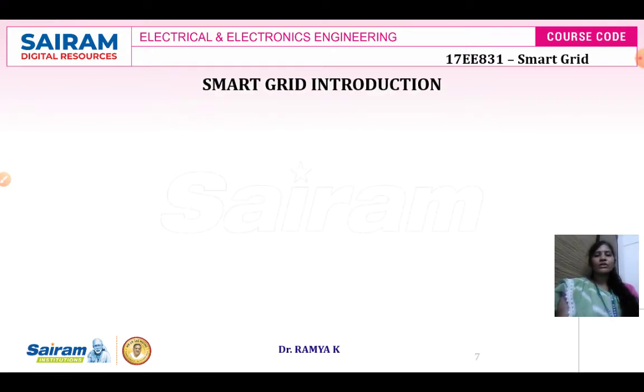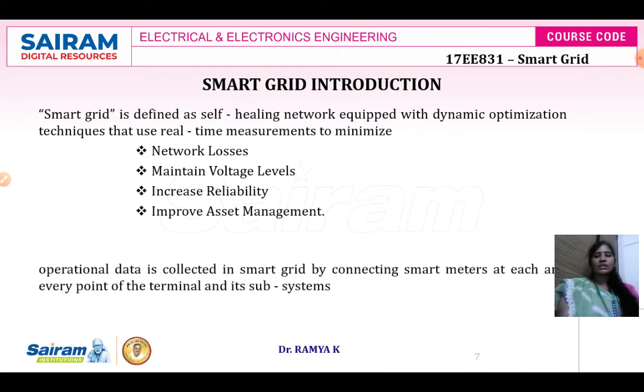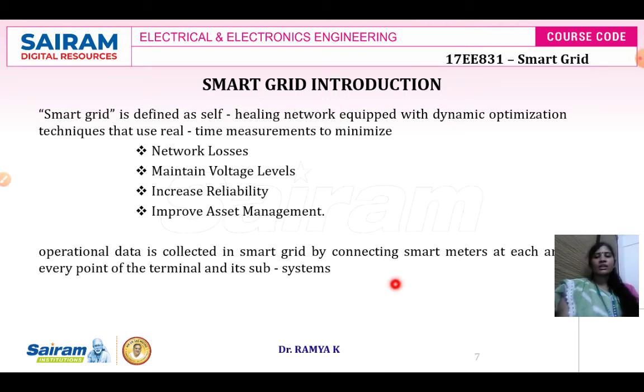So when you see the introduction to the smart grid, whatever points we have said before, it is over there. So you could see here, it is a self-healing network with a dynamic optimization technique that uses real-time measurement to minimize the 4 things. That is, first one, your network loss, maintaining voltage level, increase reliability and improve asset management. So real-time operational data is a must.